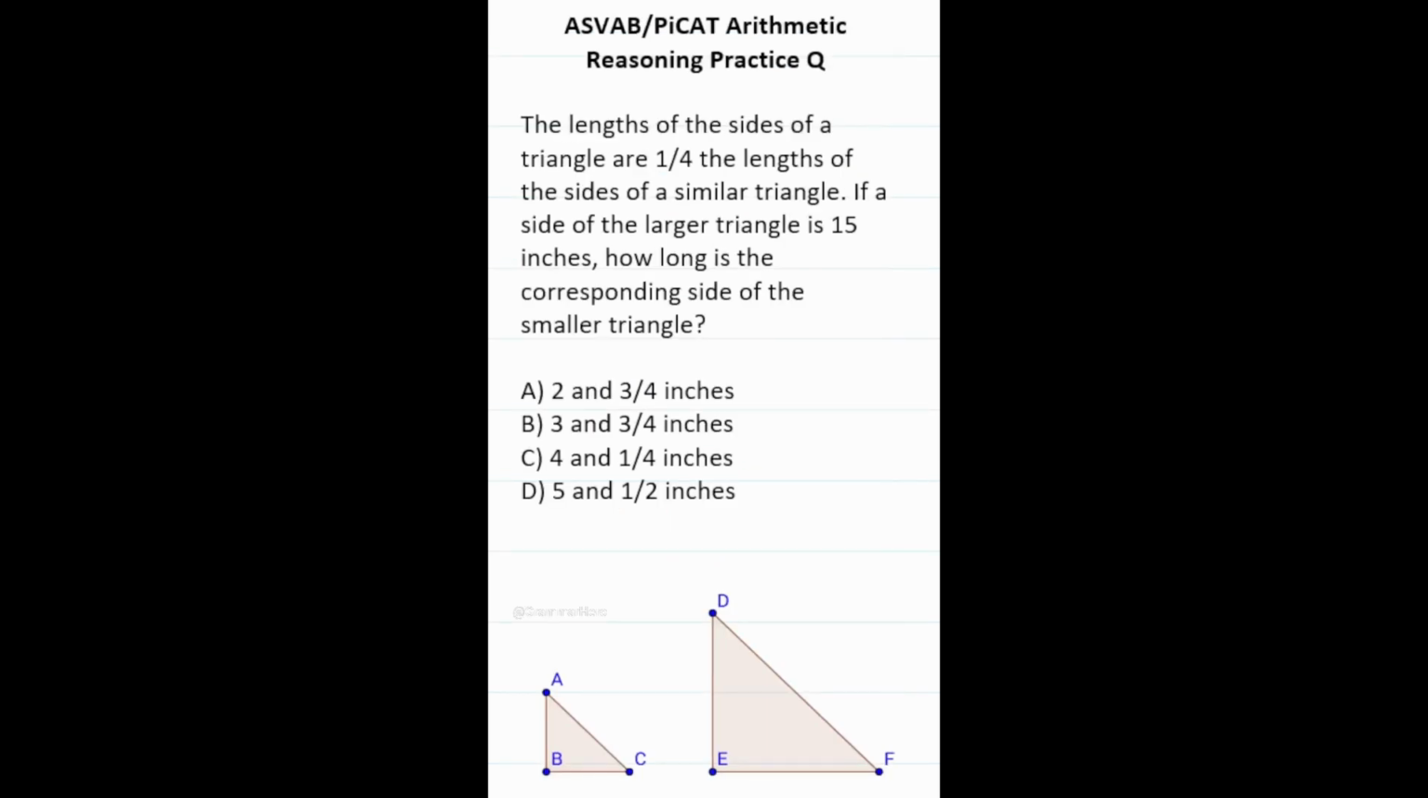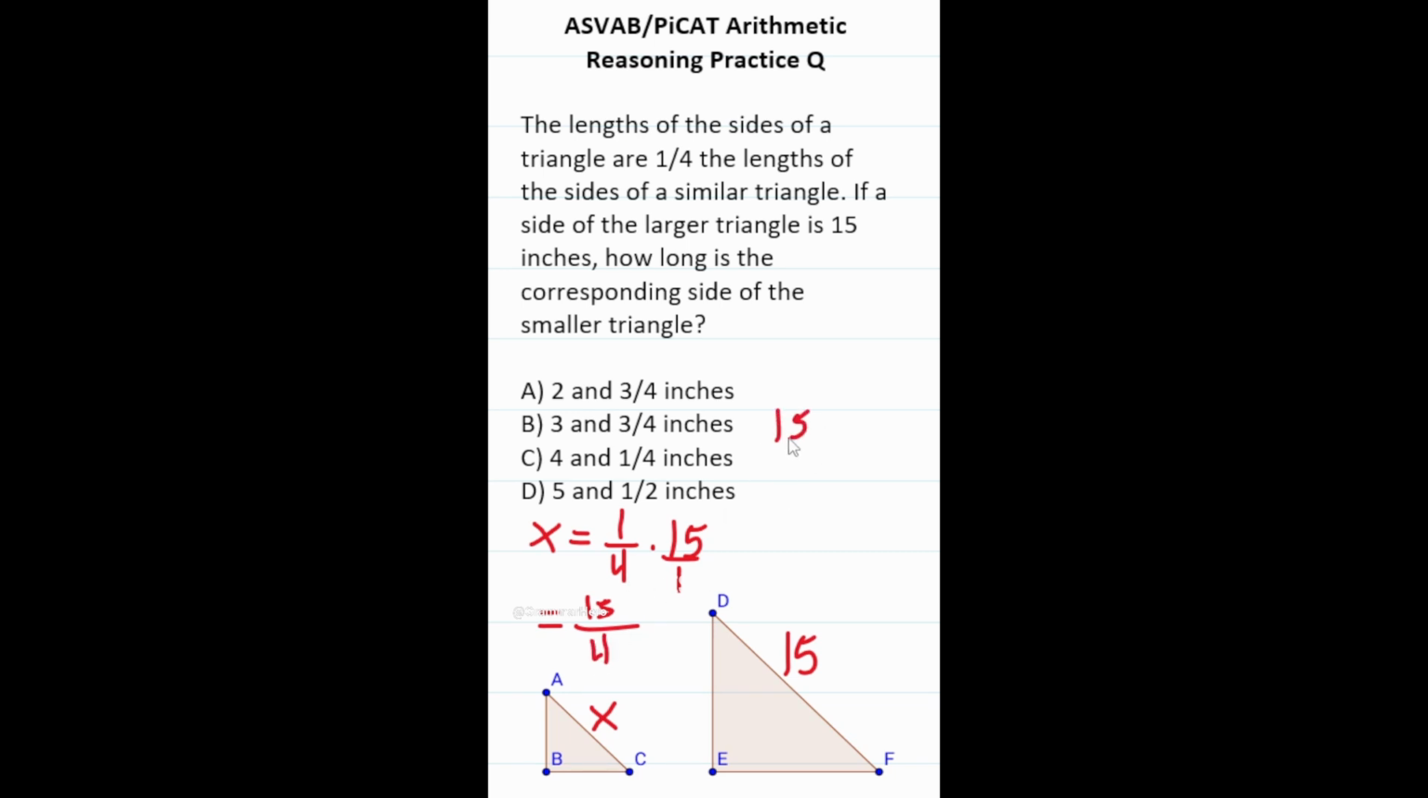For this ASVAB PiCAT arithmetic reasoning practice test question, we have two similar triangles, and we know that the side length of one of the sides in the larger triangle is 15 inches. We want to figure out what the side length of the corresponding side in the smaller triangle is. So we're going to be solving for x. Of course, we also know, according to the problem, that the side lengths of the smaller triangle are 1/4 the side lengths of the larger triangle. So that's going to be 1/4 times 15. Place this over 1 so we could do this multiplication. This becomes 1 times 15, which is 15. 4 times 1, which is 4.